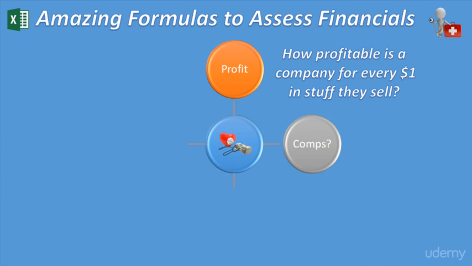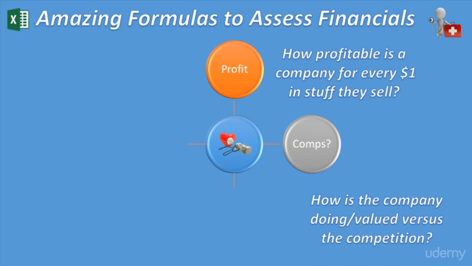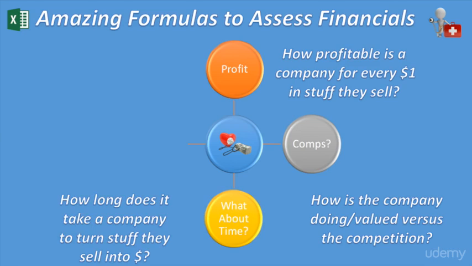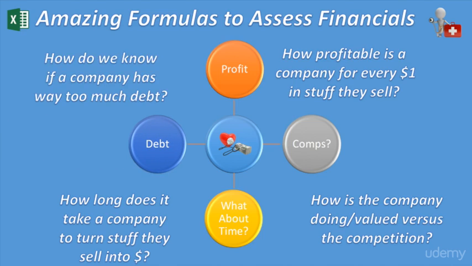The second category is the competition or comps. How is the company doing or valued versus the competition? The third category is what about time? How long does it take a company to turn stuff that they create into cash? And the last section is debt. Okay, and how do we know if a company has way too much debt?